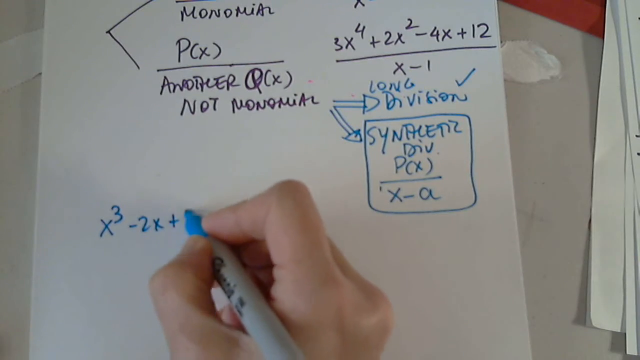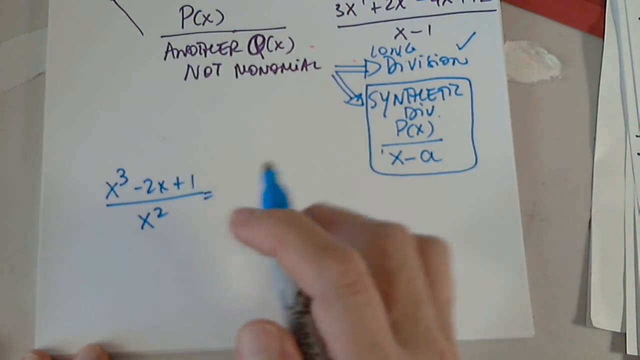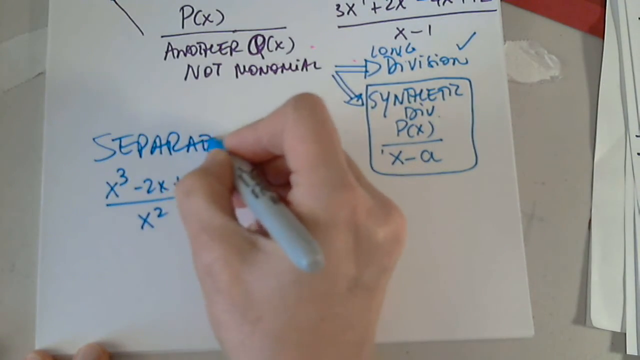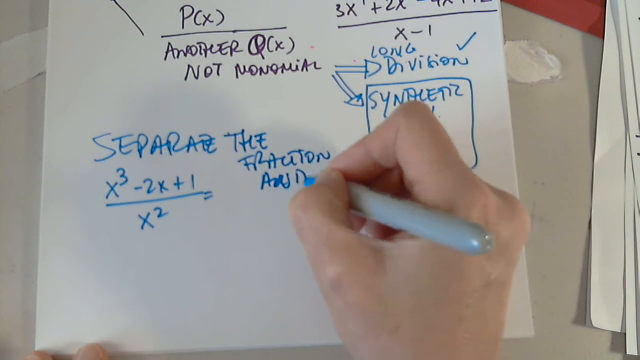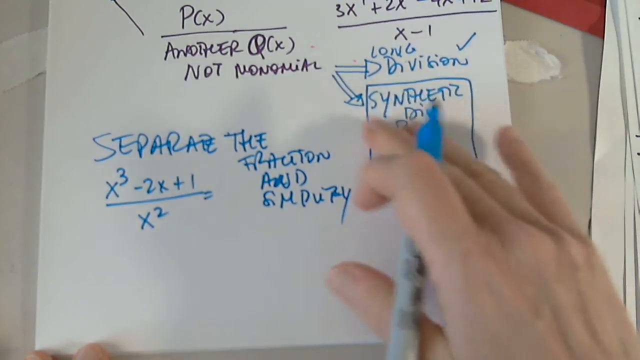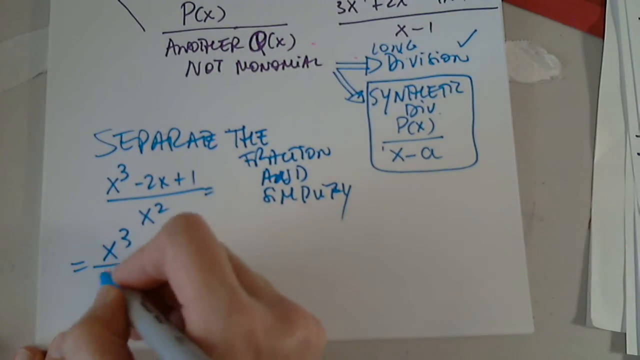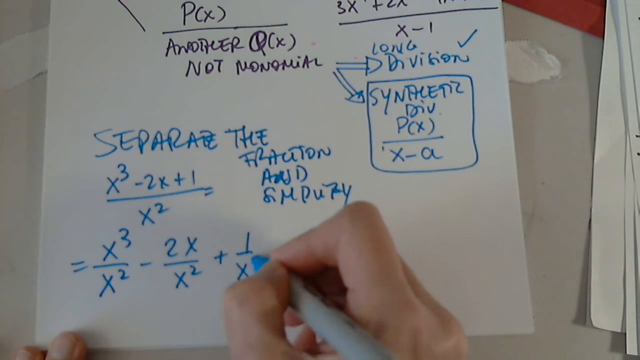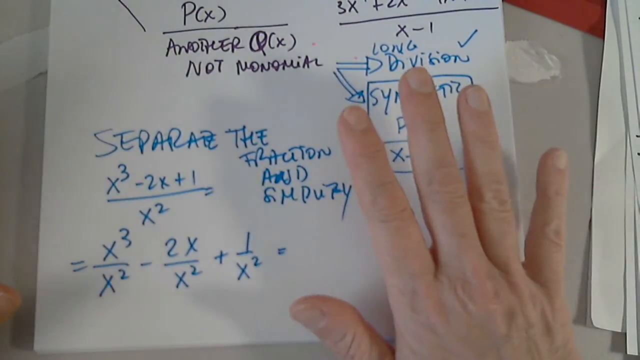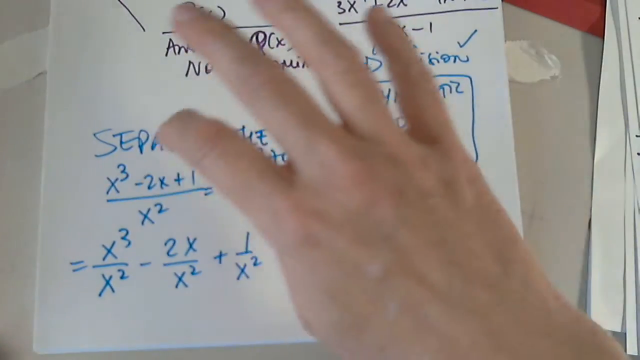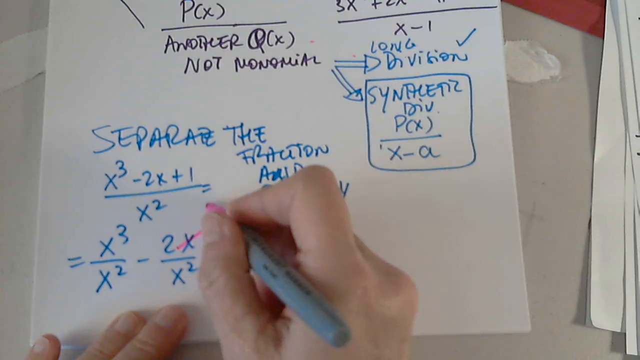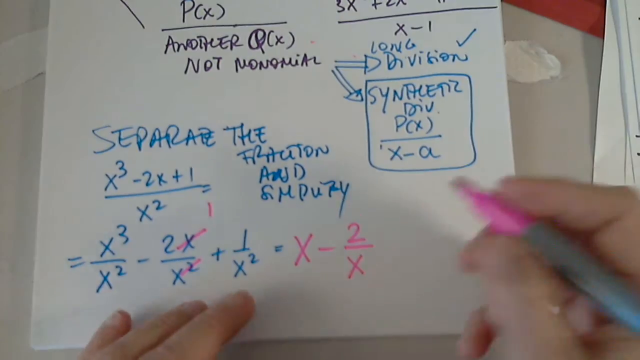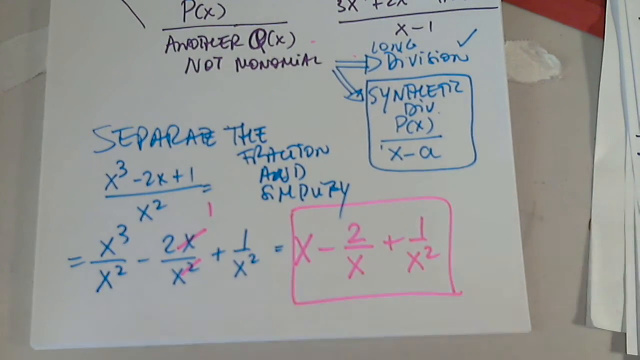So for x cubed minus 2x plus 1 divided by x squared, we only have one option: separate the fraction and simplify. We don't have long division. I can write x cubed over x squared minus 2x over x squared plus 1 over x squared. Remember, you cannot simplify across the terms, but you can separate. Now each fraction will be simplified. Copy the base, subtract the exponents, x. Eliminate 1 from the top and 1 from the denominator. And the last one is 1 over x squared. This is it. You could say, is this a division? Yes, it is.